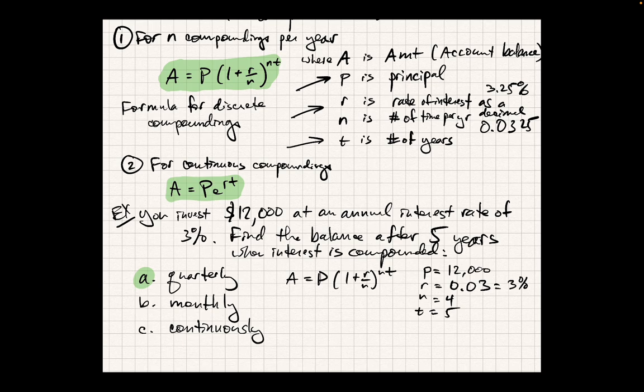Let's go. A equals... Right, A equals, good. 12,000, good, that's my P. And then parentheses, 1 plus 0.03. That's my rate, over 4, that's my N, and then to the power of 4 times 5. That's my N times T, right.